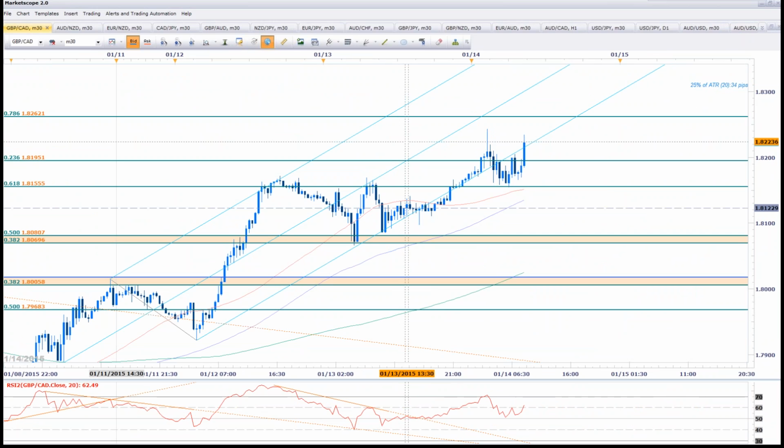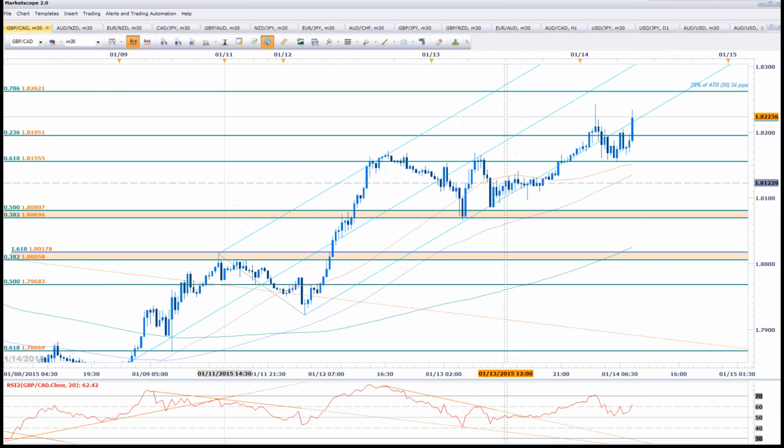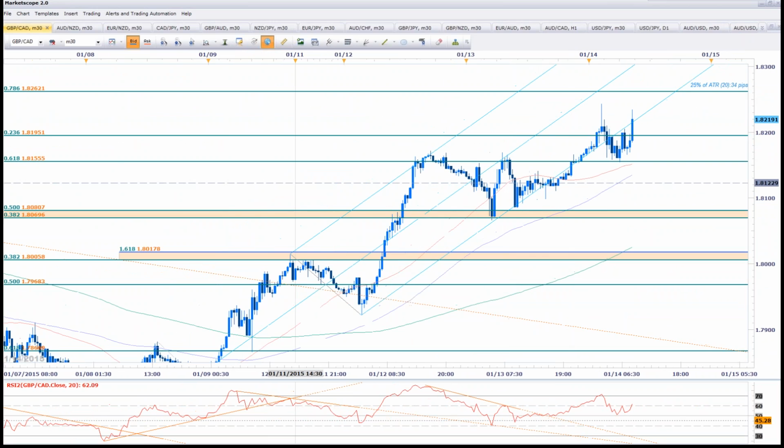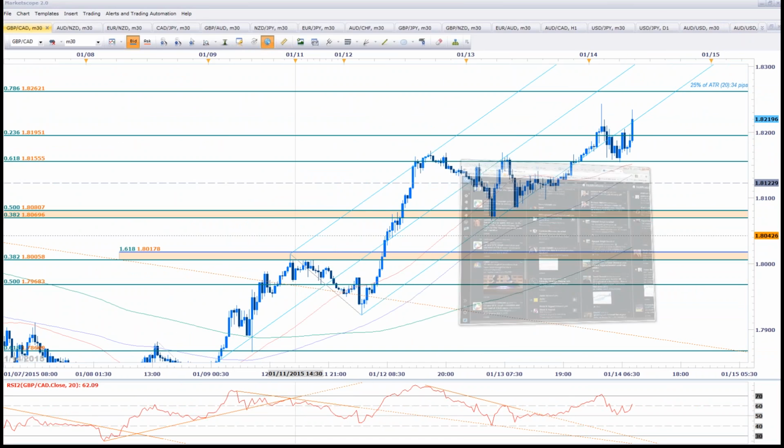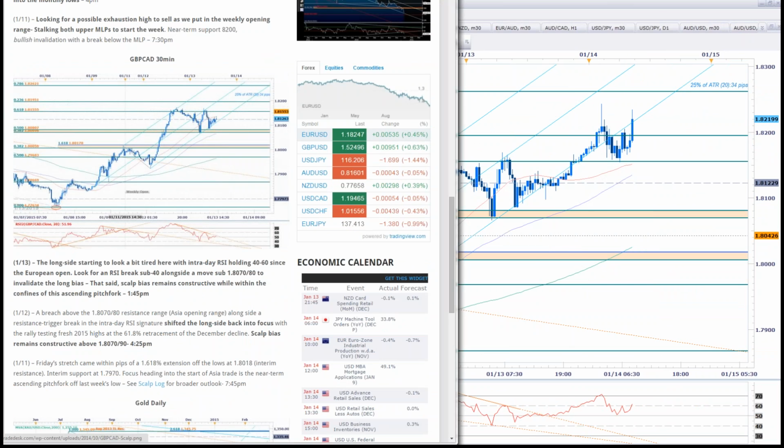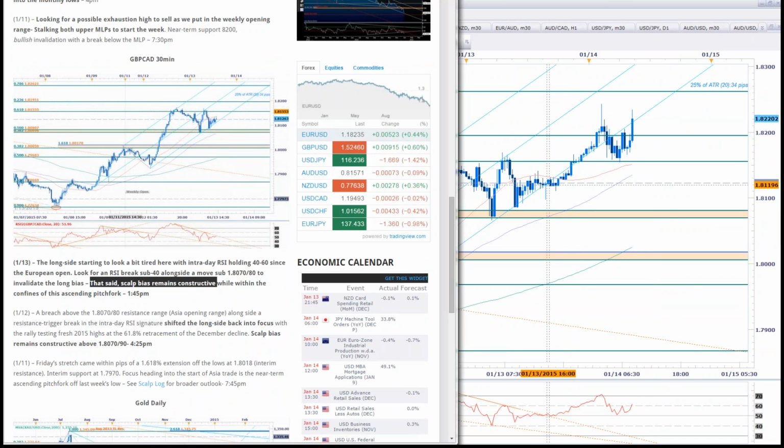All right, so actually this was a great opportunity that we missed out on. Some nice triggers. So here's what it looks like from last night's piece on the Sterling CAD. And basically, guys, what I wanted to say is this. We said that the scalp bias remains constructive while within the confines of this ascending pitchfork. And I understand that this right here looked like we broke out of the pitchfork.